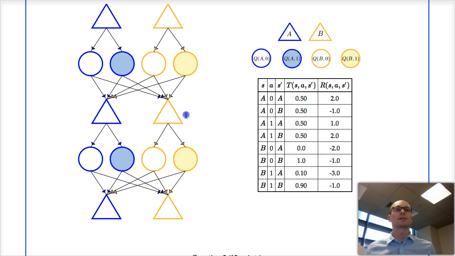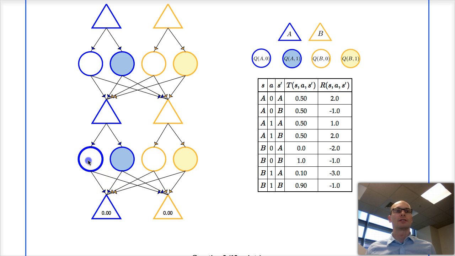This is the regular states with 1 time step left, Q states with 2 time steps left, and the regular states with 2 time steps left. So let's start filling this in. So with 0 time steps left being in state A, we get a value of 0. With 0 time steps left, state B, we get a value of 0.